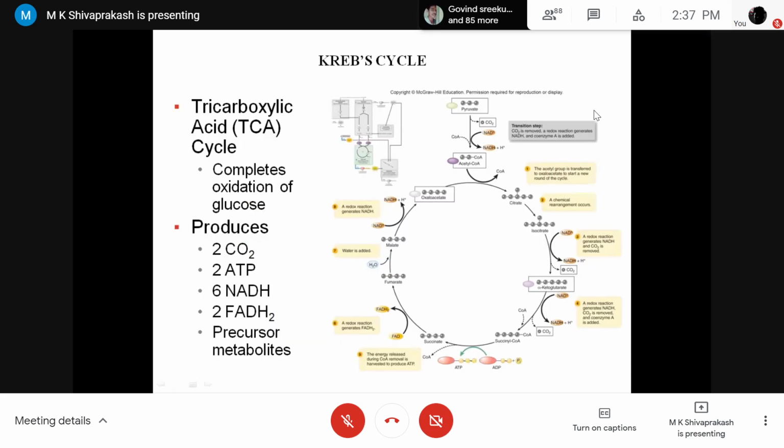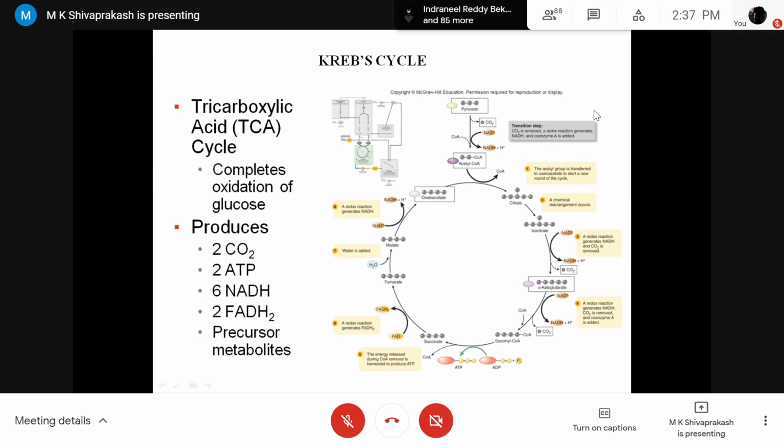Initially, the pyruvate is converted to acetyl coenzyme A. Pyruvate does not enter the TCA cycle directly, it enters through acetyl coenzyme A. This acetyl coenzyme A combines with oxaloacetic acid to produce citric acid. The first visible thing that is formed is citric acid.